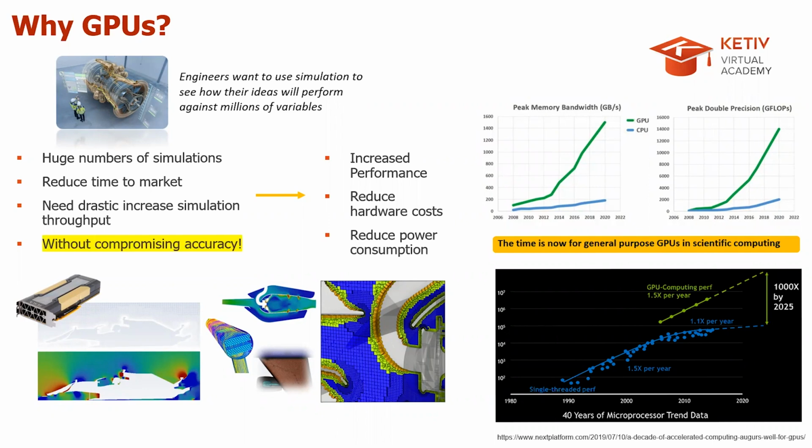Now, traditionally, conventionally, we've been using CPU cores for the parallelization, but as we can see over the past couple of years, there's been a lot of buzz around GPUs and what they can do in comparison to CPUs for getting this high simulation throughput.